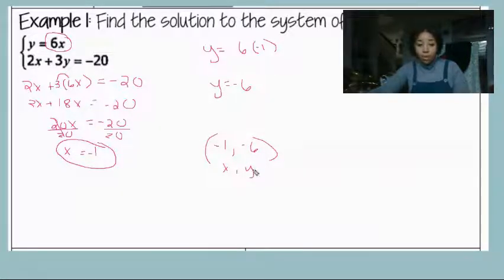Okay. We're going to continue. This is the first one. So we're going to keep continuing on. You can always check this also by graphing. But we're not doing that today. So we're doing the substitution method. And you need to practice that.